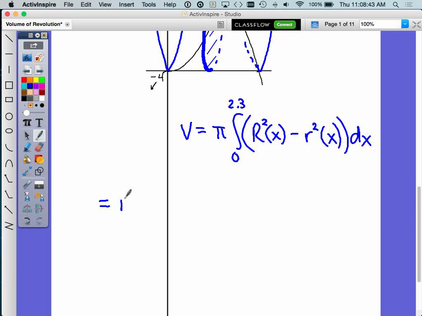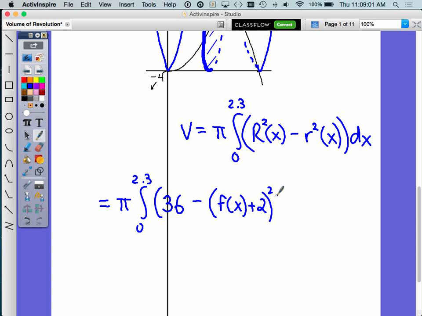This is going to equal pi times the integral from 0 to 2.3. My big radius I said was 6, so 6 squared is 36. My little radius I said was f at x plus 2, so this is going to be f at x plus 2. I'm going to square that with respect to x. And I now have everything I need. I can do the rest of this in my calculator.